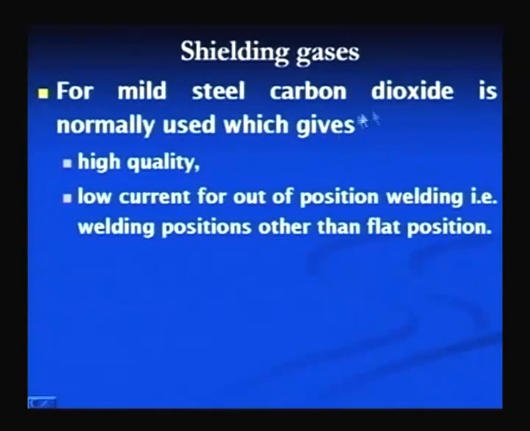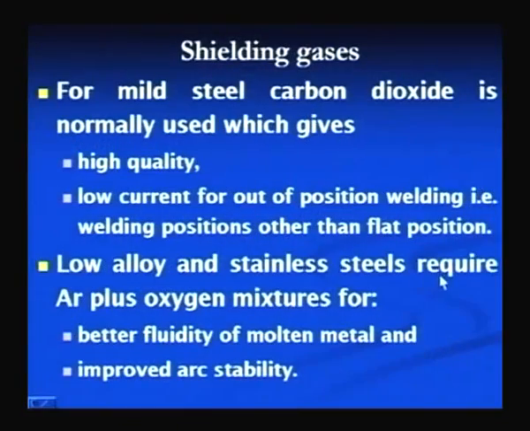For mild steel, mainly carbon dioxide is used as a shielding gas because it is capable of producing high quality weld joints economically, and low currents are possible for welding with CO2 as a shielding gas. That allows welding in odd positions also, because the low welding current makes sure that the fluidity of the material is not that high, and in that way it prevents the molten metal from falling down from the weld pool when welding is carried out in odd positions.